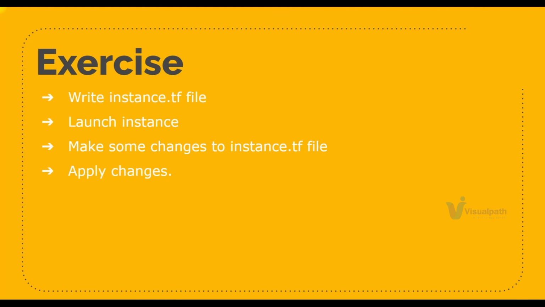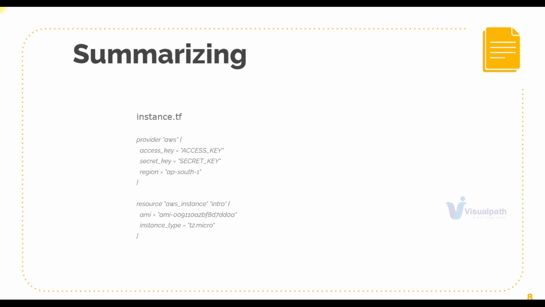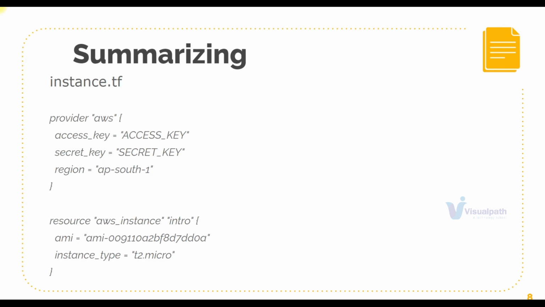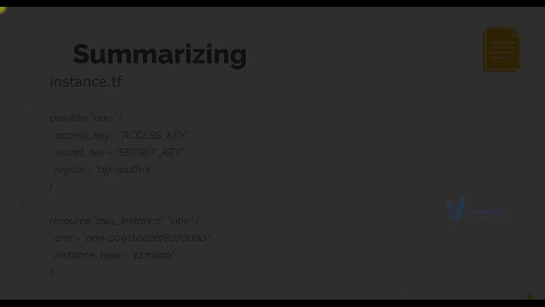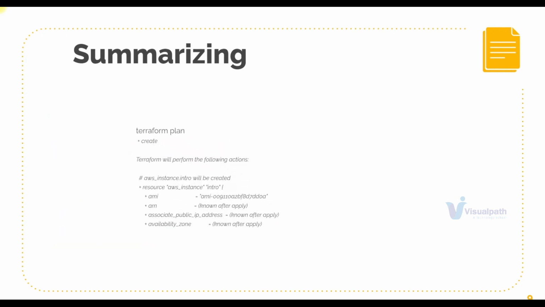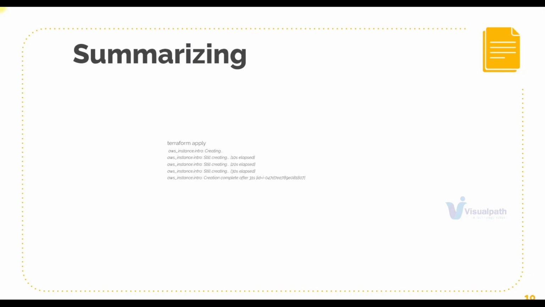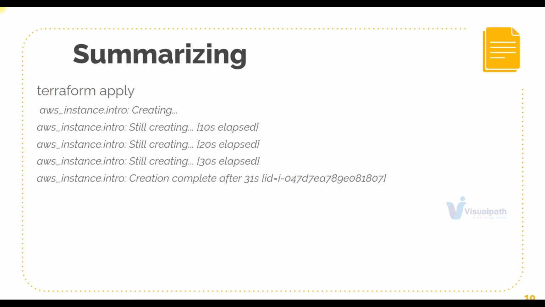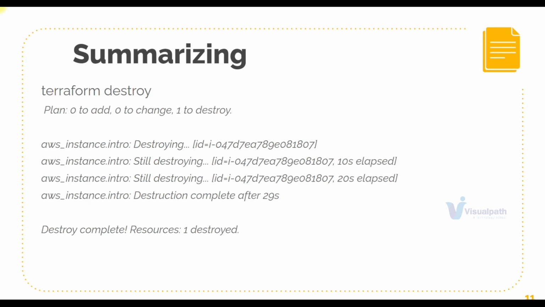Okay, so let's summarize. We have written an instance.tf file. We launched the instance, we made some changes, and we applied the changes. So we have the instance.tf file, just one file for now, which has the instance information and also the provider, AWS. Remember, before you terraform apply, do a terraform plan so you can see what is getting added and what is getting removed. Once you're good with the plan, then you can say terraform apply, which will apply all your changes and maintain the state. Once you're done with the exercise, you can say terraform destroy and it will destroy whatever you created. Okay, that's all in this exercise. We'll then move to the next exercise.